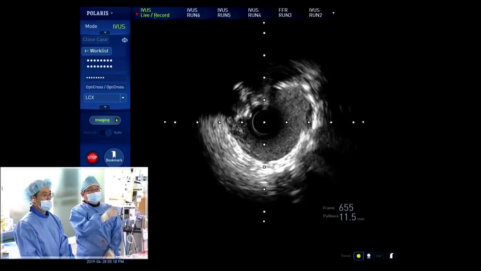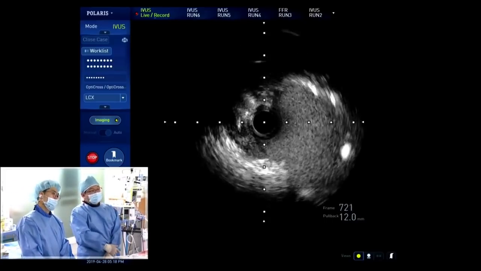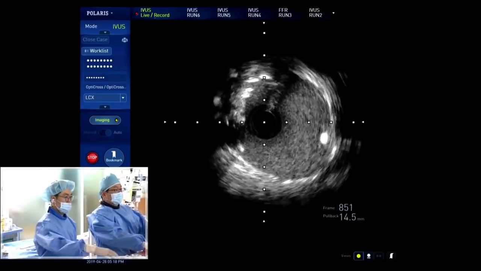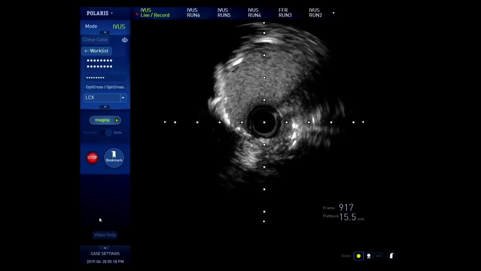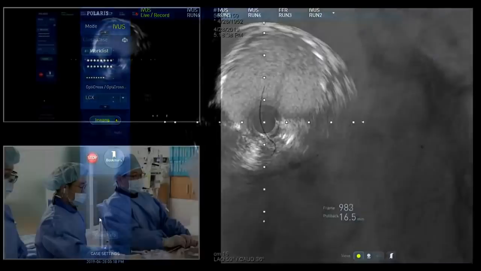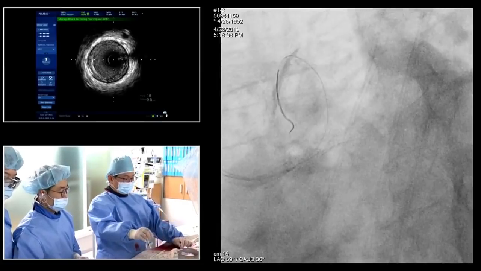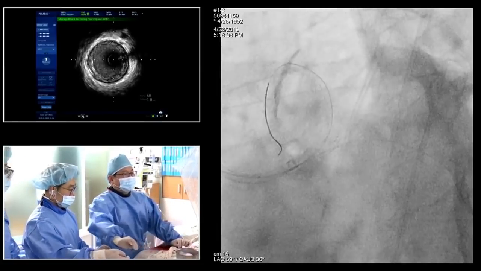Look at the ostium. What do you think? It's okay, but I think the symmetry index at the ostium is a little bit small. Look at the symmetry. It's better than the angiogram. It's okay, better than the angiogram.